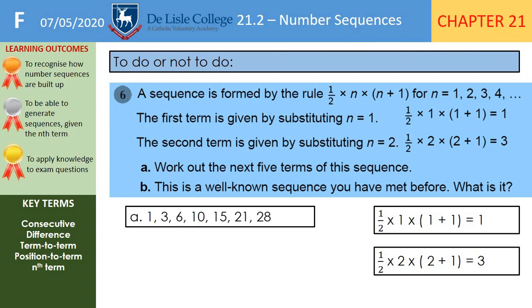Brilliant. Okay, so we've hopefully got 1, 3, 6, 10, 15, 21, 28, because we should know if we put 3 in for all of these, okay, we get 3 plus 1 is 4, 3 times 4 is 12, and half of 12 is 6. That's where it comes from.